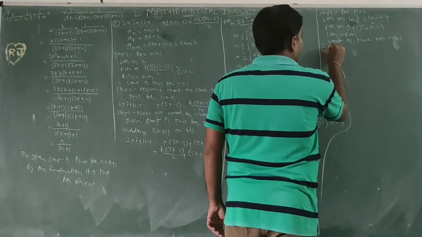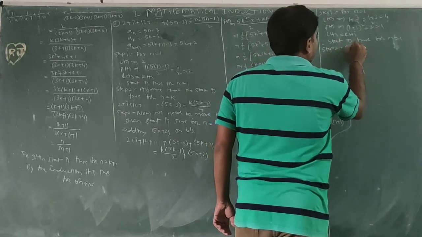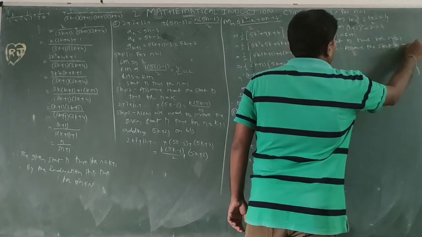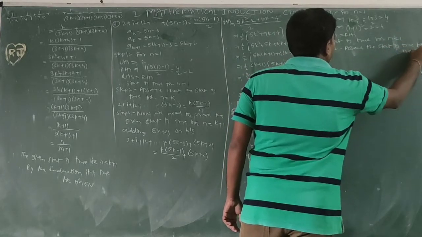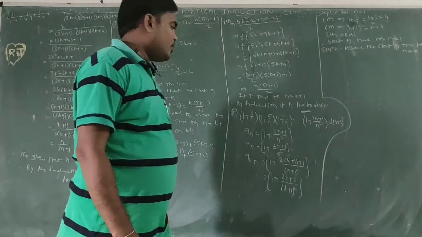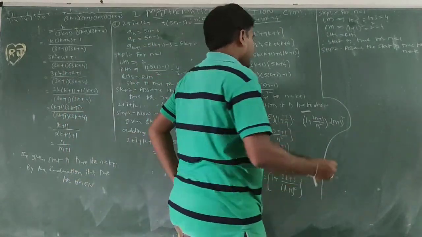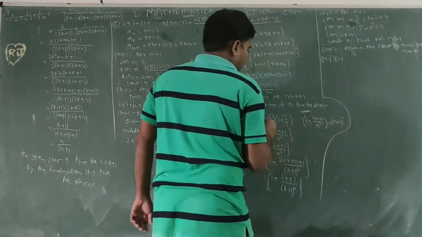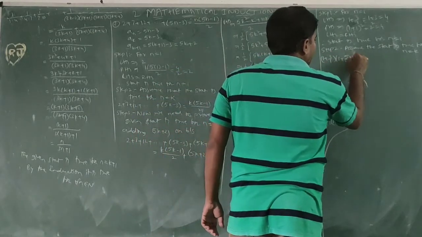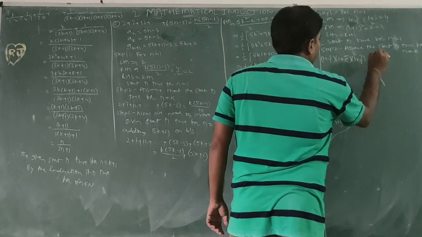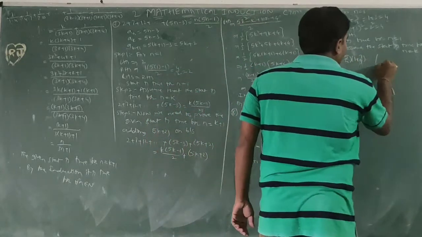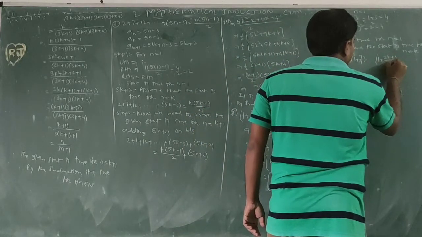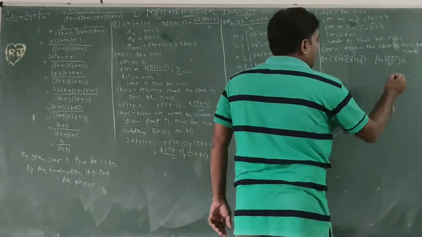Step 2. Assume the statement is true for n equal to k. Assume that the statement is true for n equal to k. Instead of n, we write k. 1 plus 3 by 1, 1 plus 5 by 4, 1 plus 7 by 9, and so on, up to 1 plus, instead of n, k, 1 plus 2k plus 1 by k square equal to k plus 1 whole square.